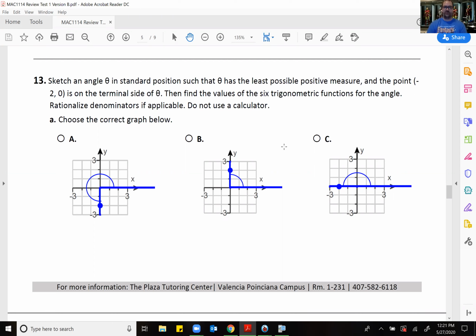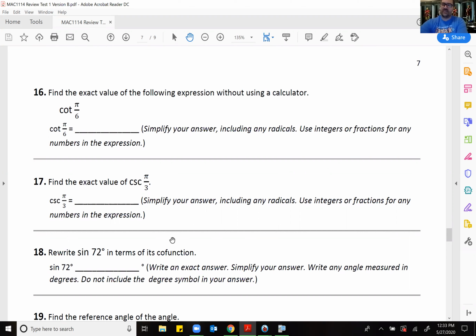All right, next question. What is it? 16, I think. Moving on. So 16, it wants us to find the exact value for this expression: cotangent pi over 6. This is coming from 9.6. So the next few, they actually want us to find the exact expression.